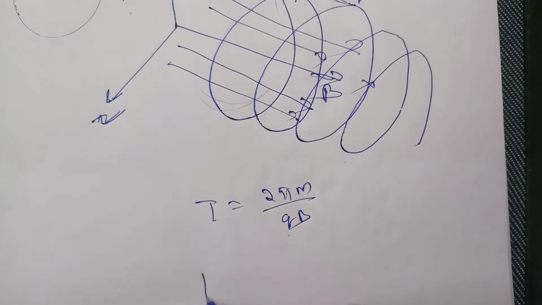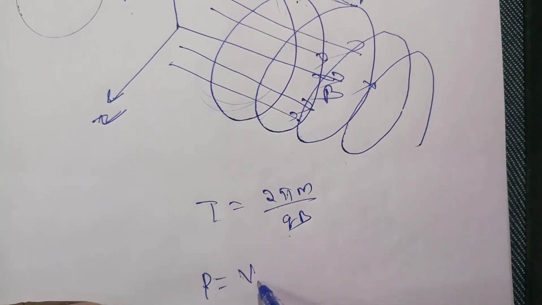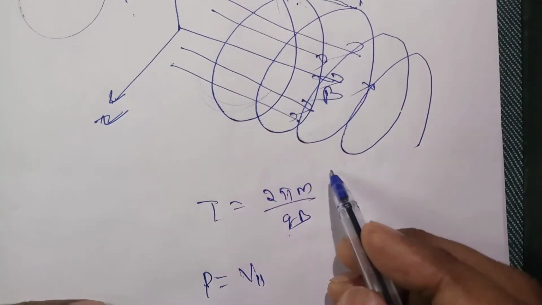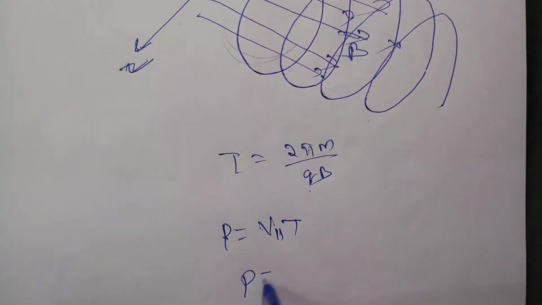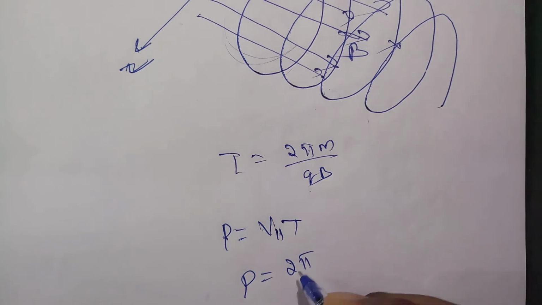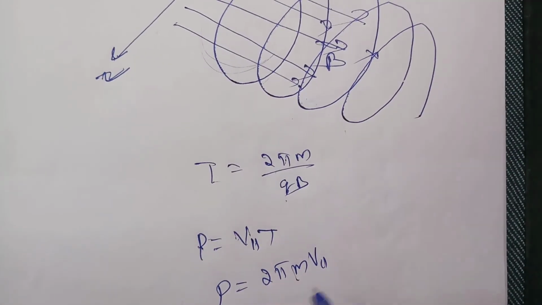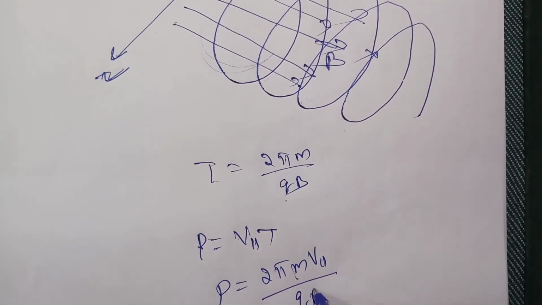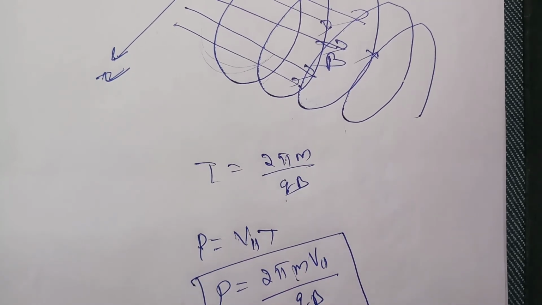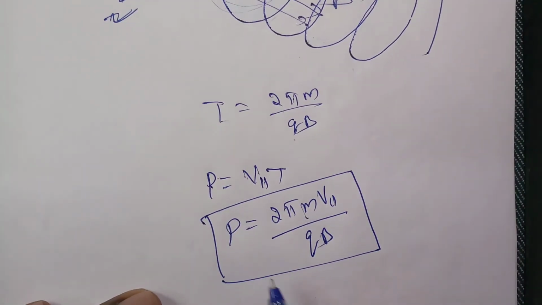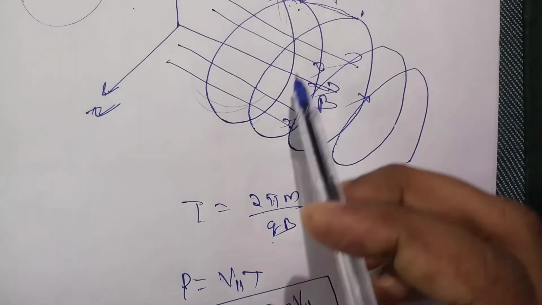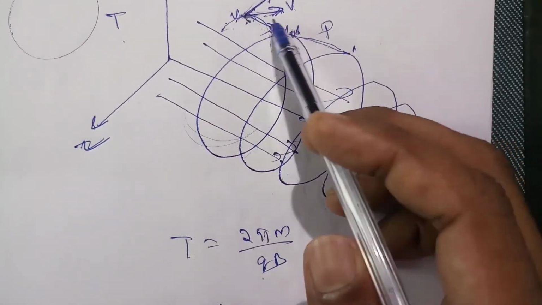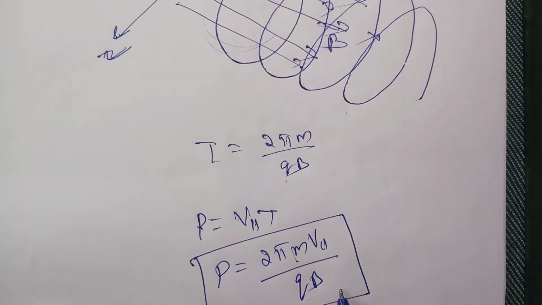So this pitch will be given by the velocity which is parallel to the magnetic field, into the time period. So that pitch is given by 2 pi m v parallel divided by qB. This is the equation. It's very interesting. That is, the pitch is given by 2 pi m into v parallel divided by qB. So if you take the value of v parallel here, you can get how much it is moving here.